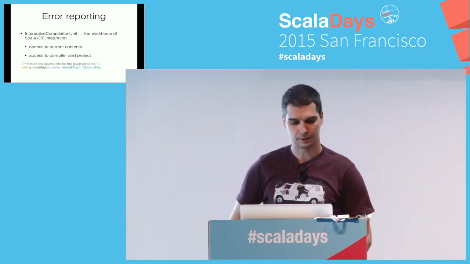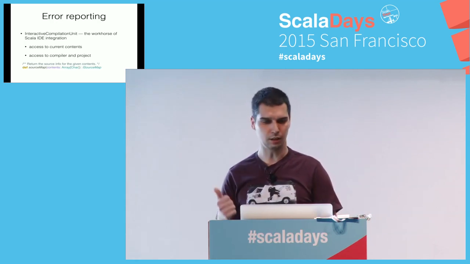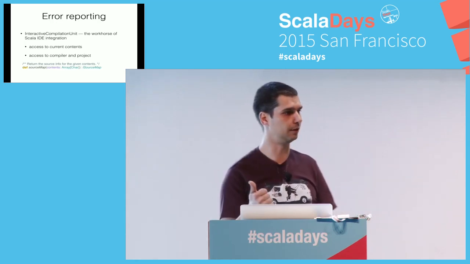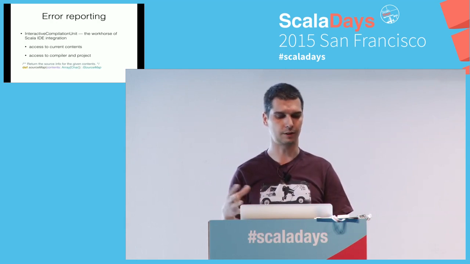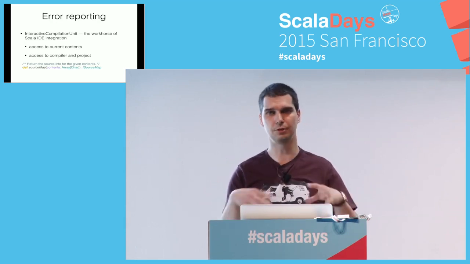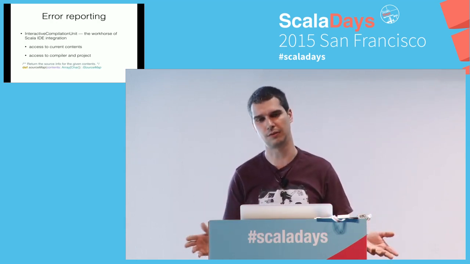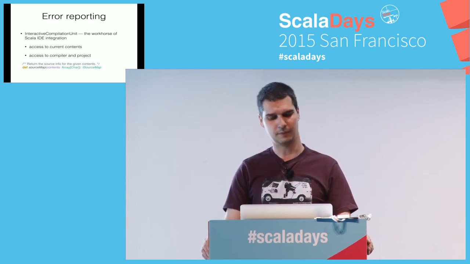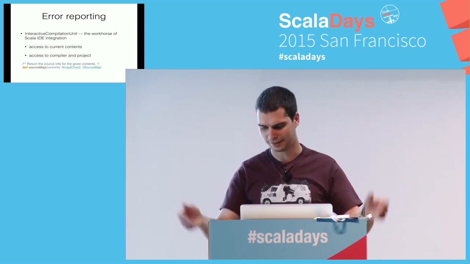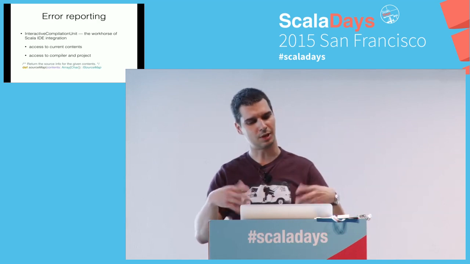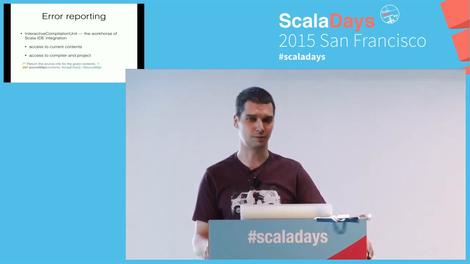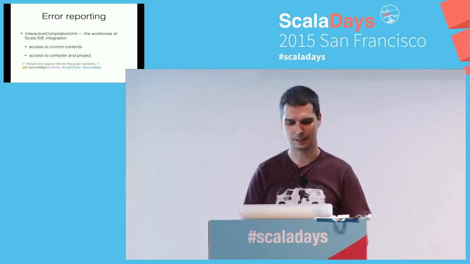So how do you do that? There's one important abstraction in the core IDE, and that is called an interactive compilation unit. A compilation unit is really a fancy name to say a source file. Because I think that in the compiler we try to abstract over the fact that we're working with files, but I think everyone in the end uses a file.